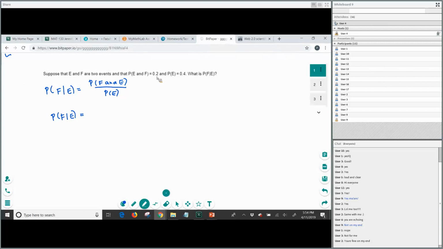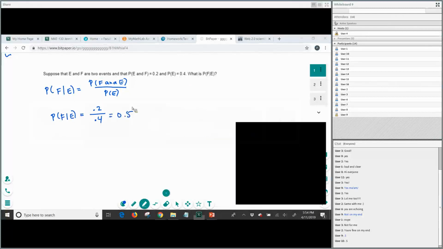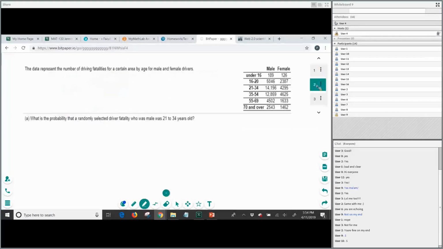And then from there, all you have to do is plug and chug. So the probability of F given E is going to be equal to probability of F and E, which was 0.2, right? So all I have to do is put on the top my 0.2, and the probability of E was 0.4, so at the bottom I put in 0.4. Then we grab our calculator, and if we type in 0.2 divided by 0.4, we get 0.5. So the probability of F given E using this formula is 0.5. Any questions about how to use the formula?